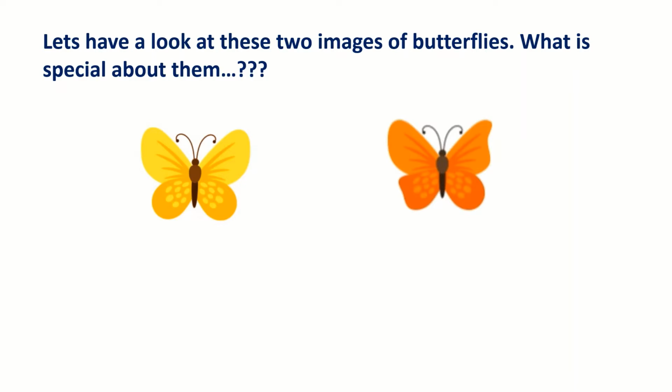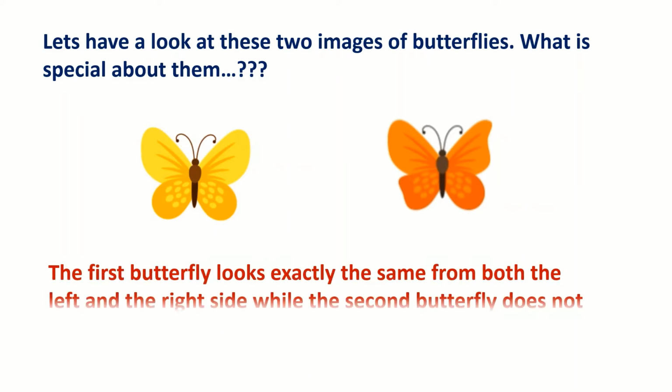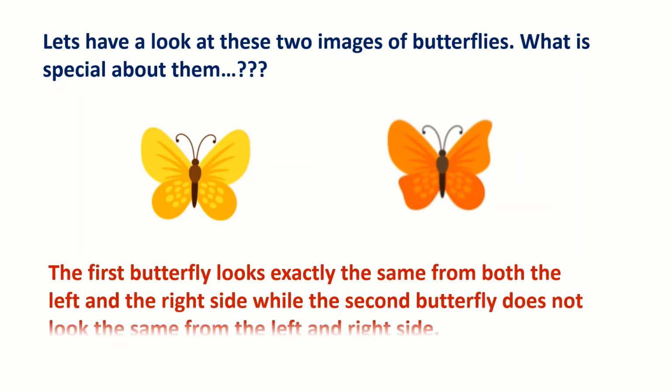Let's have a look at these two images of butterflies. What is special about them? The first butterfly looks exactly the same from both the left and the right side, while the second butterfly does not look the same from the left and right side. So, the first butterfly has the symmetry on both the sides, but the second butterfly does not have the symmetry.